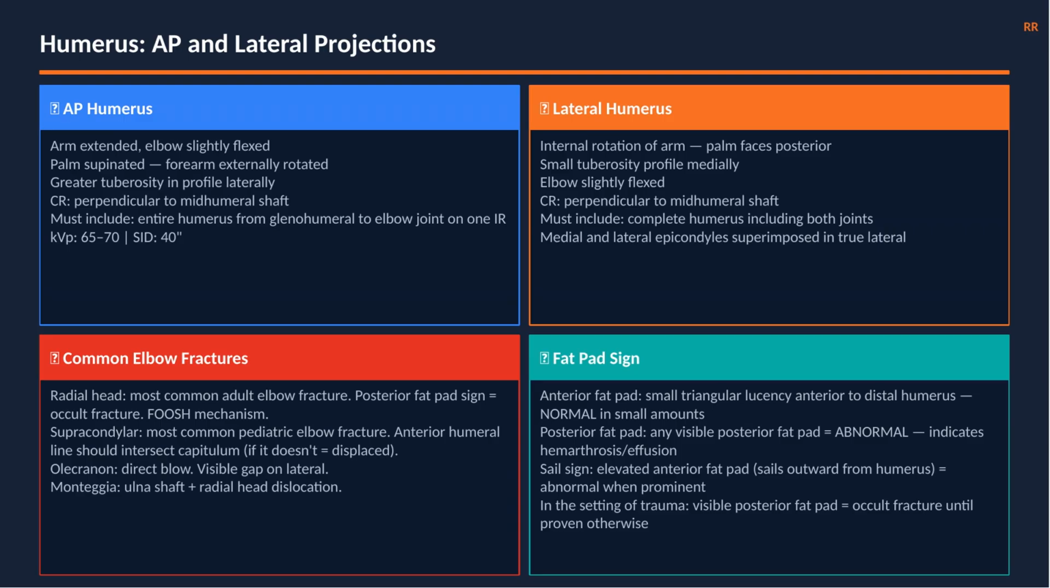Supracondylar, the most common pediatric elbow fracture. The anterior humeral line, drawn along the anterior cortex of the humerus on a lateral, should pass through the middle third of the capitulum. If it passes through the anterior third or misses it entirely, the capitulum is posteriorly displaced, indicating a supracondylar fracture. Olecranon, direct blow, gap visible on lateral. Monteggia, ulnar shaft fracture with radial head dislocation.